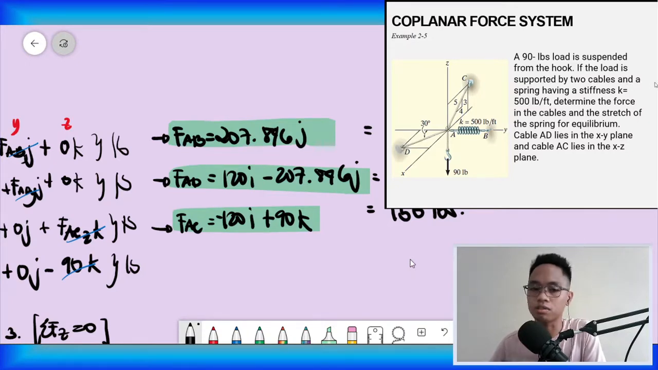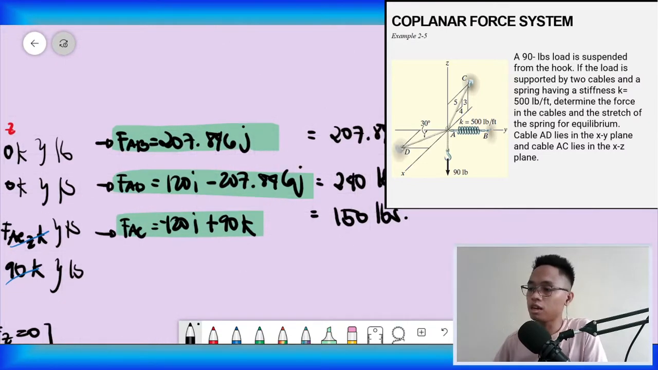And for cable AB, that is 207.846 pounds. But the question is, what is the stretch of the spring? If you can recall, in our previous part, we have this equation that the force on the spring is just equal to Ks. And remember that this is your stiffness.